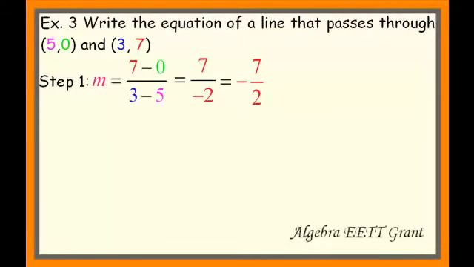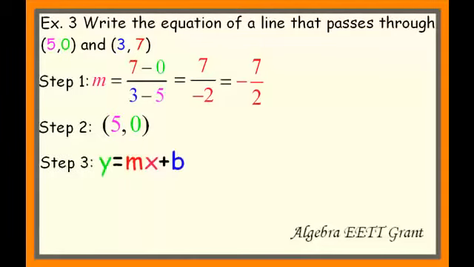Now step 2 is pick a point. On this one, let's just use (5, 0). The 0 is nice and neat and can get rid of it easily, so that would be the easier point, I think, this time to use. Step 3, plug it in to find b. We're going to plug in our y value, our slope, and our value of x.